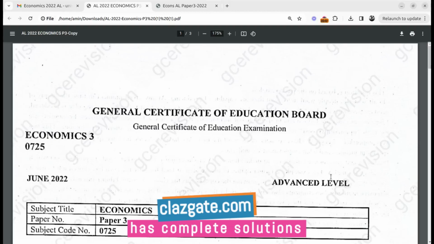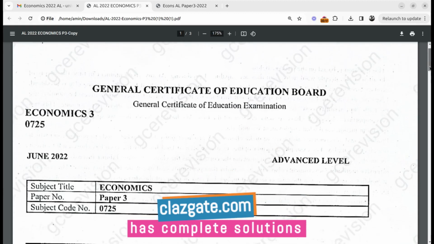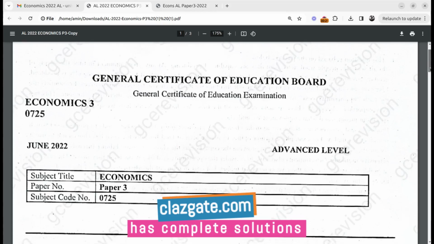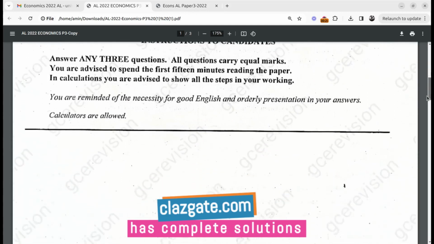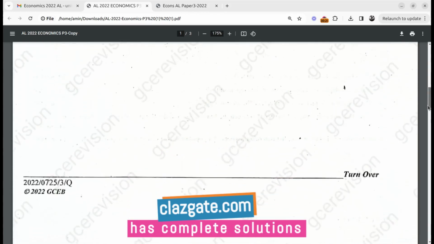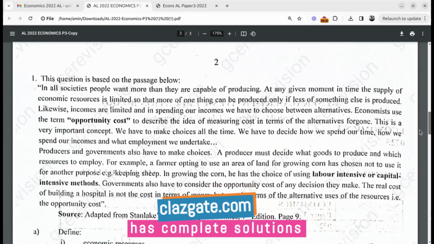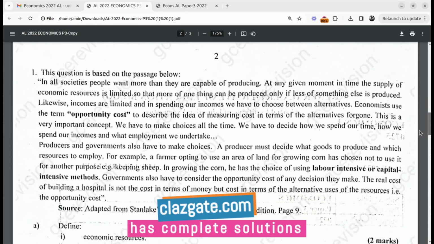Today, we're going to be doing GCE Economics Paper Theory Advanced Level, which was written in the year 2022. Again, I repeat, Economics Paper Theory Advanced Level, written in June 2022. It's for 1 hour 45 minutes. I bet you all know that. So, we're going to dive straight ahead to the questions and their answers.